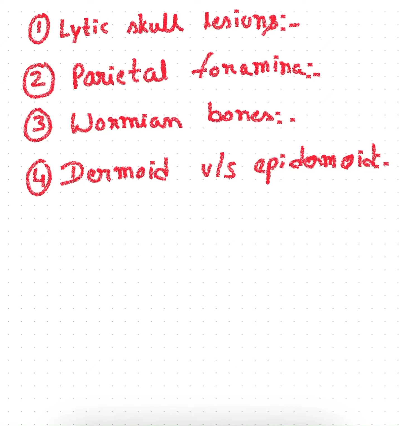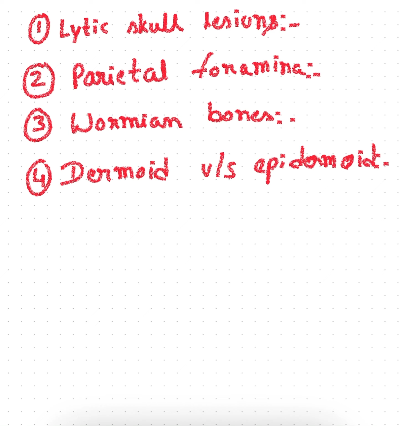In this video, we will discuss the differential diagnosis for lytic skull lesions. We will discuss the parietal foramina. We will discuss the Wormian bones and the differential diagnosis, or the causative or associated factors, for the Wormian bones. And lastly, we will discuss the differences between the dermoid and the epidermoid cyst.